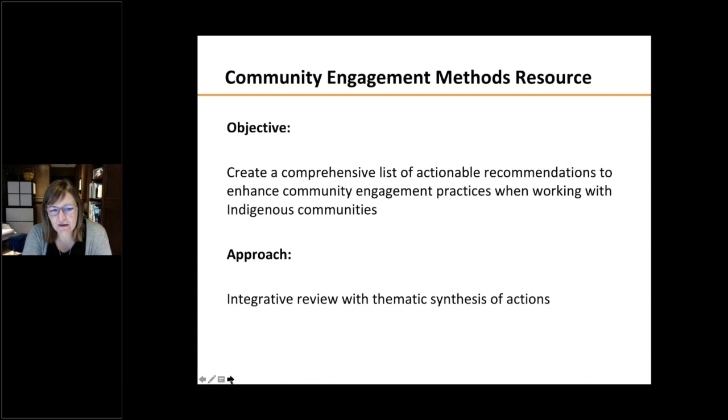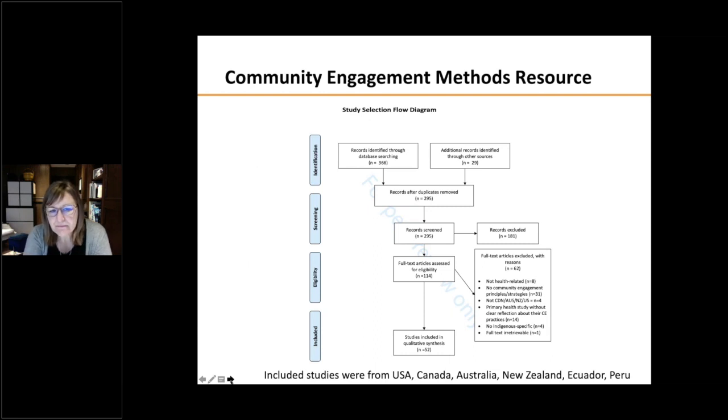And so we thought, well, what we should do is put together some guidance and some guidelines or some best practices, to put all of those results together and make a list basically for people, so that they had some ideas of how to concretely move forward. And so the approach that we took was to perform an integrative review, which is a form of systematic review, and then put together concrete actions through a thematic synthesis.